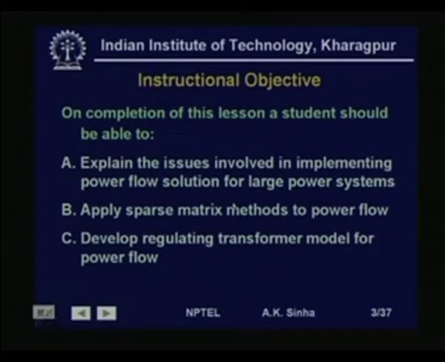On the completion of this lesson, you should be able to explain the issues involved in implementing power flow solution for large power systems, apply sparse matrix methods to power flow, and develop a regulating transformer model for power flow solution.